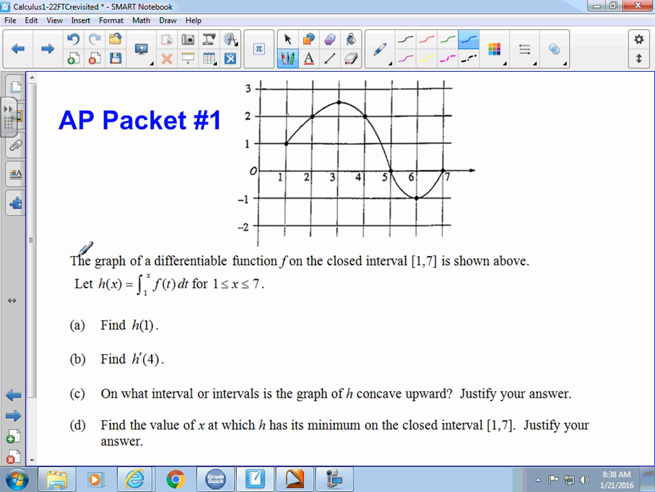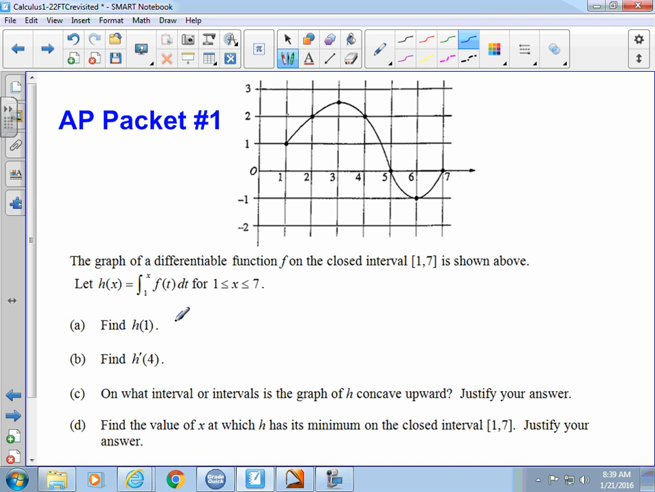Okay, number 1. The graph of a differentiable function f on the closed interval 1 to 7 is shown above. Let h of x be the integral from 1 to x of f of t dt for 1 to 7. Find h of 1. Now, at first glance, that looks like something I can't do because I don't have a function. I can't find area. I could estimate with a Riemann sum or something. Why is it doable? 1 to 1. It's the integral from 1 to 1.